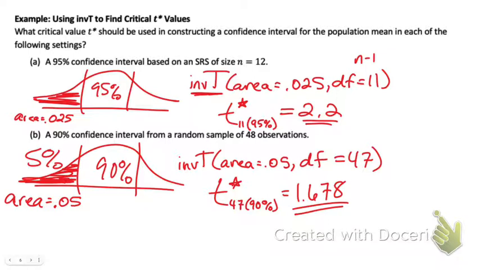What was the command for it on the calculator? Second vars, and then it's the fourth one. Second vars, fourth one. Thank you. Yep.